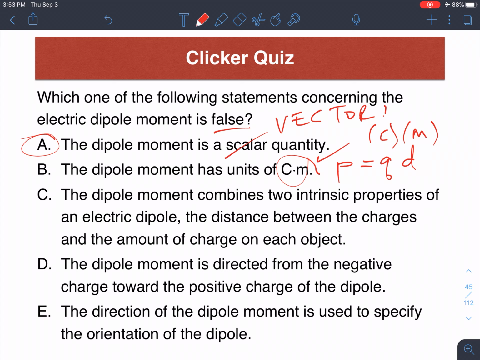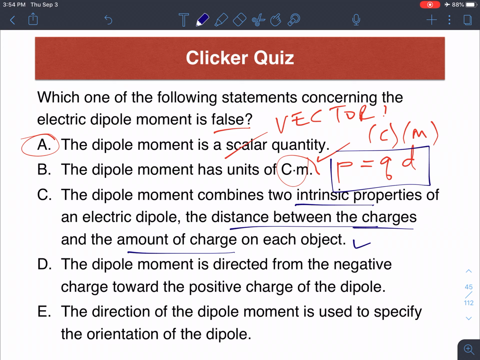The dipole moment combines two intrinsic properties of an electric dipole: the distance between the charges and the amount of charge on each object. Once again, this is the equation, right? So it indeed does that, because it's the distance between charges and the amount of charge, q and d. That's what the dipole moment is made of. They are the intrinsic properties of the electric dipole, and so that is also correct.